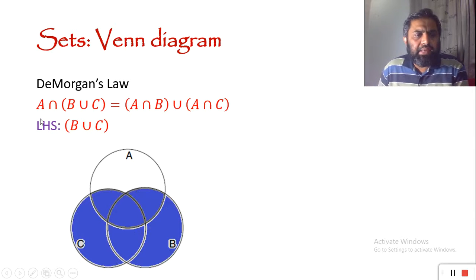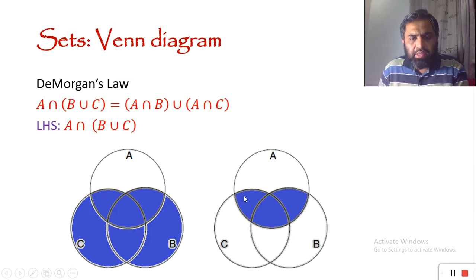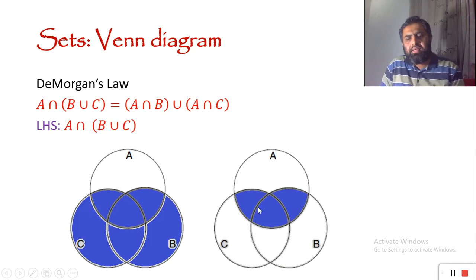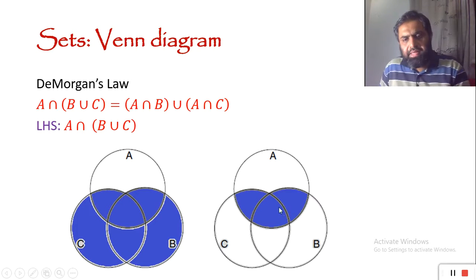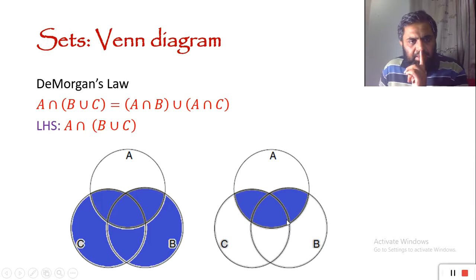And then we have to take its intersection with A. Which areas are common between B union C and A? These are this highlighted area in blue. So this is A intersection B union C. So the left hand side part we have shaded over here. Please keep this picture in your mind, and then we show the right hand side.